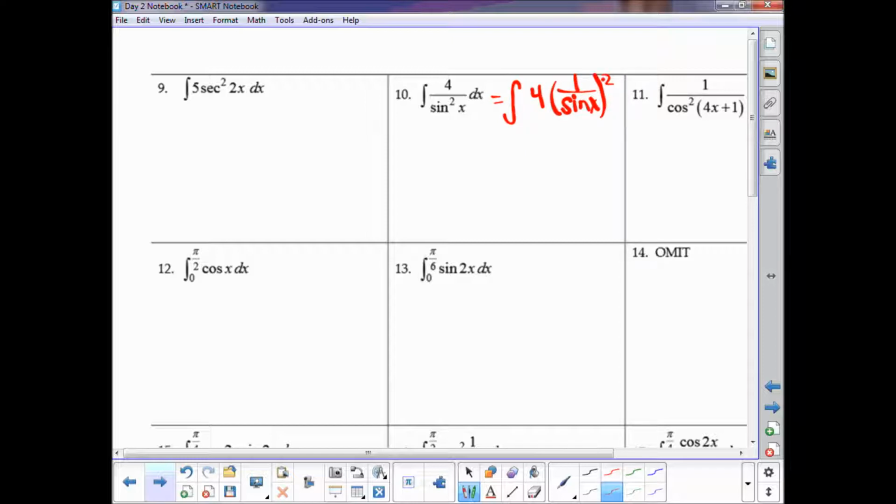Actually, yeah. I don't actually think that was the... Are you guys okay if I rewrite it like this? You good with that? Now, the reason why I'm going to rewrite it like this is this might help you kind of recognize, what was that, 1 over sine? Cosecant, right? So would you agree that 4 over sine squared is 4 cosecant squared?